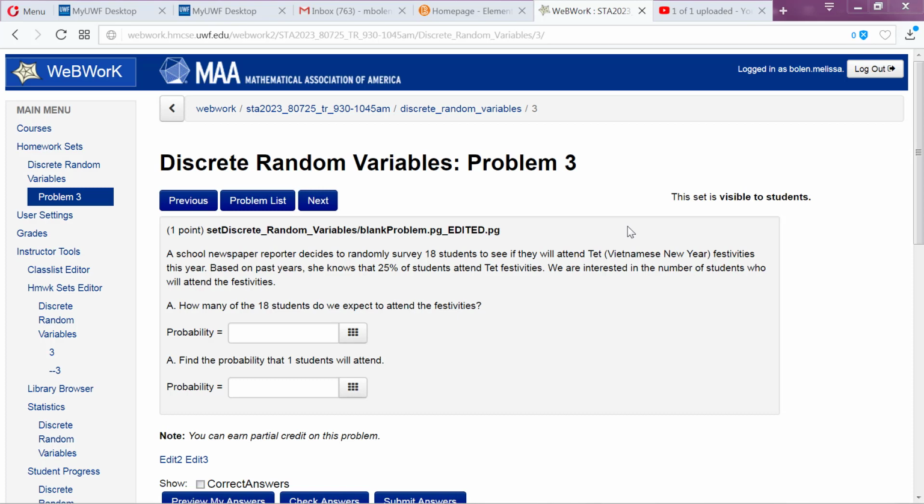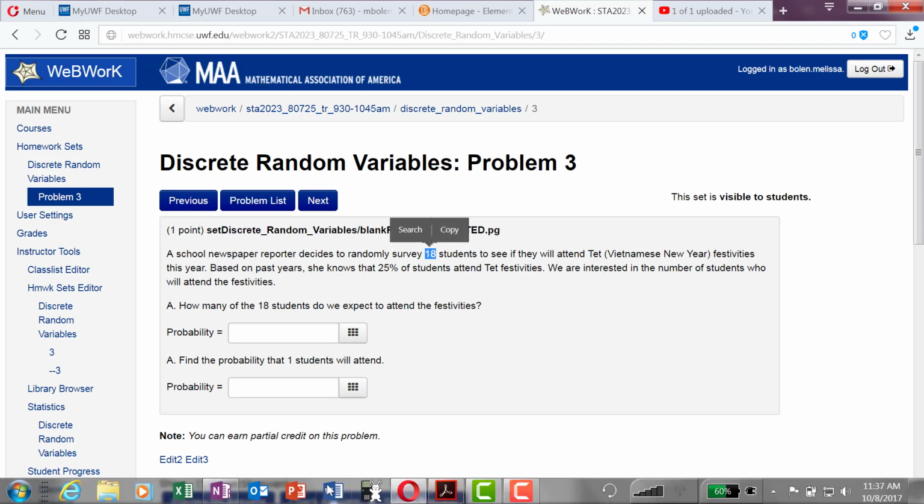So the question says, how many of the 18 students do we expect to attend the festivities? The information that we need is the probability of success, which is the probability of somebody attending. That's 0.25. It says 25%, and remember, we have to convert that 25% into a mathematically usable form, so we convert that into 0.25. And then we need to know how many people are in our study. We have 18.